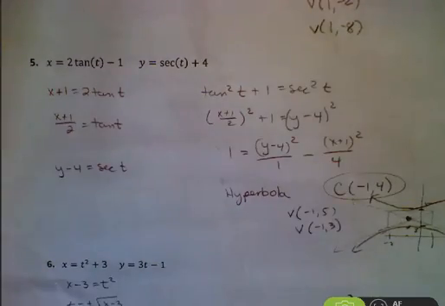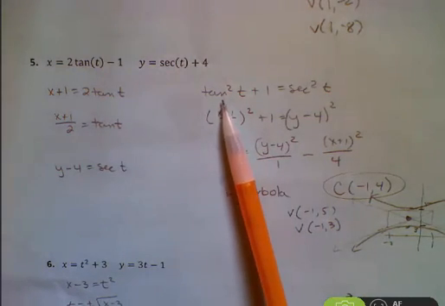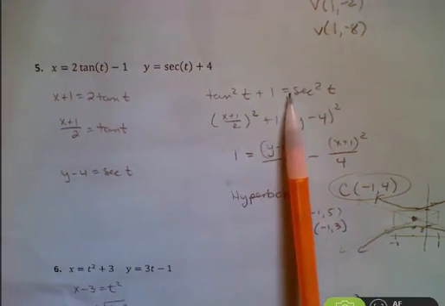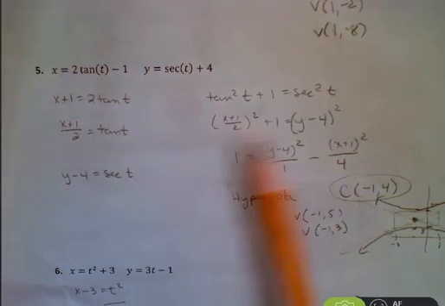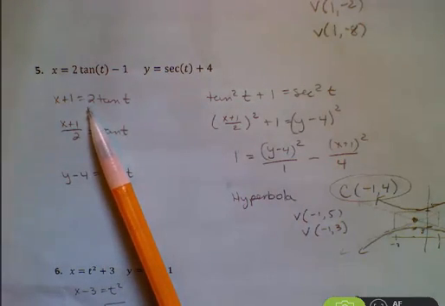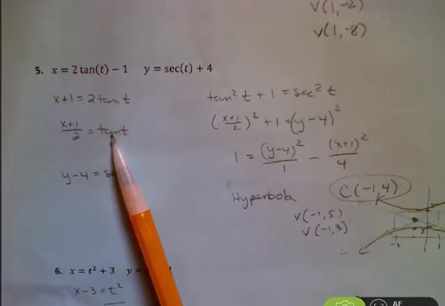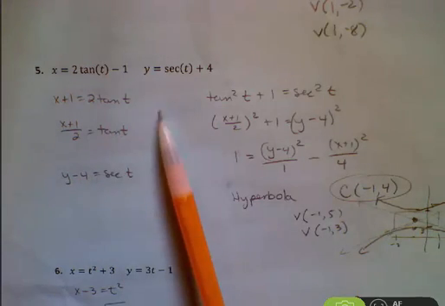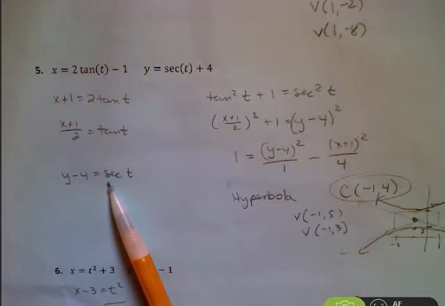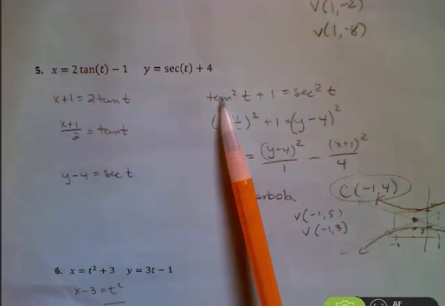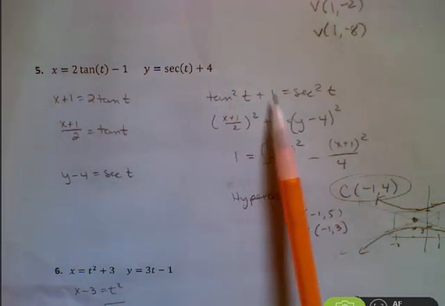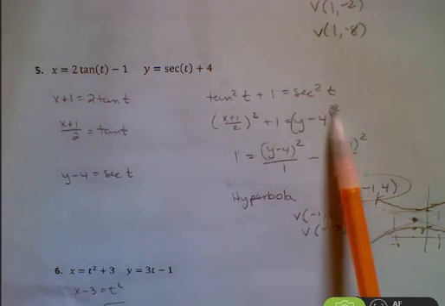All right, number 5. 5 is also a trig identity, so think of the trig identity: tangent squared of an angle plus 1 equals secant squared of an angle. So I solved the first part of the parametric for the tangent. I added 1, divided by 2. For the y, I subtracted 4, and then I just plugged in tangent squared plus 1 equals secant squared.